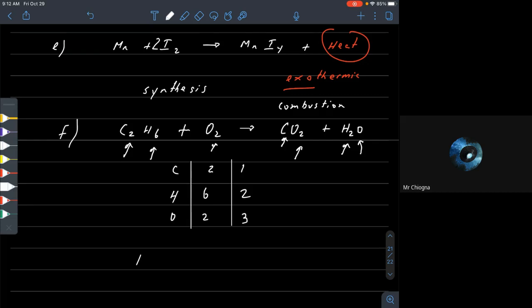Okay, let's balance the carbon. Put a 2 in front. That also changes the number of oxygen. 2 times 2 is 4 plus 1, 5. Okay, we'll come back to that. Excuse me, hydrogen is 6 on the left, 2 on the right. Put a 3 in front.